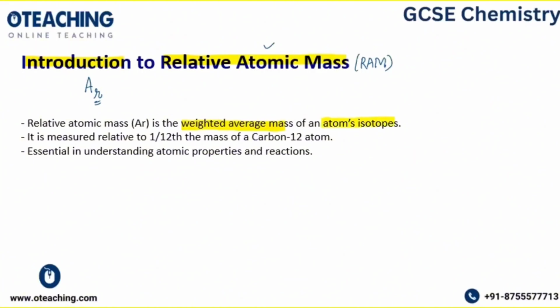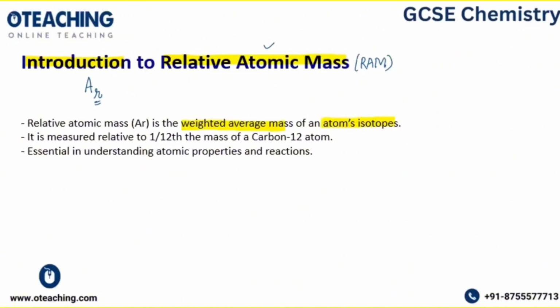We studied isotopes in the previous lecture. If I consider carbon, it has two main isotopes, carbon 12 and carbon 13. We do not consider carbon 14 because it is radioactive. So the average mass of all the isotopes of an atom is what we call relative atomic mass.